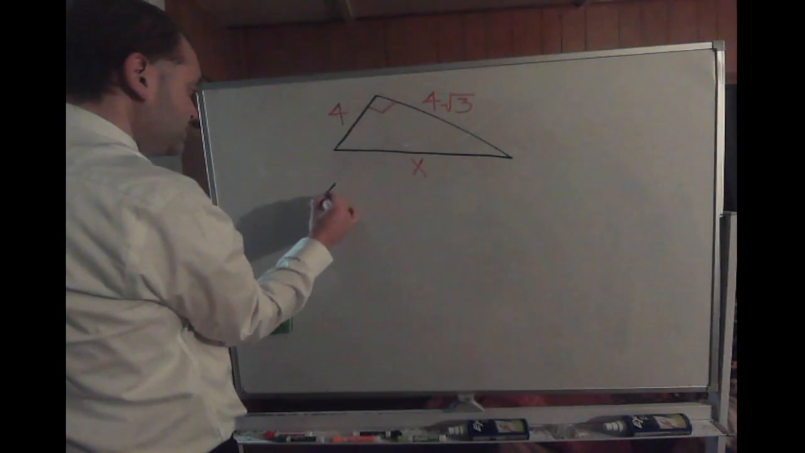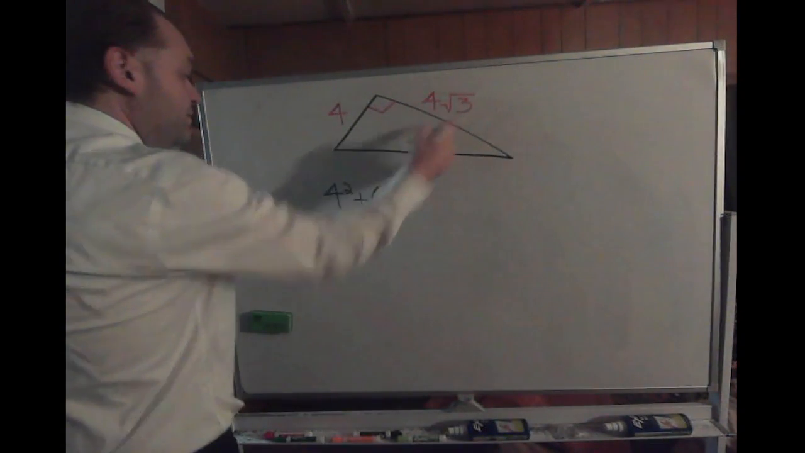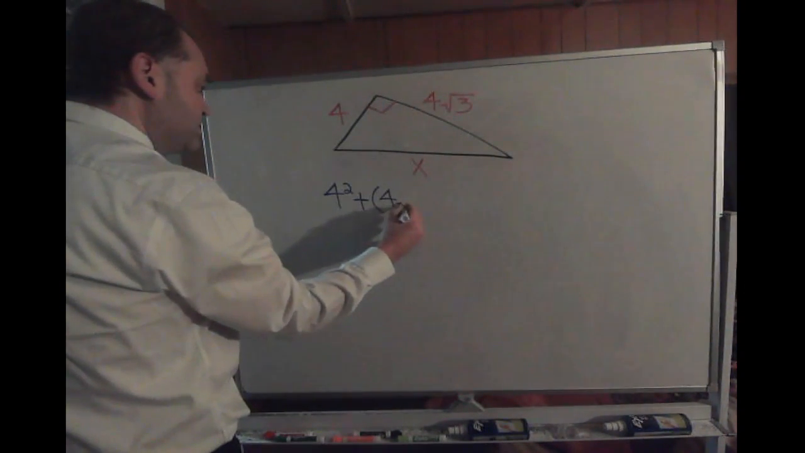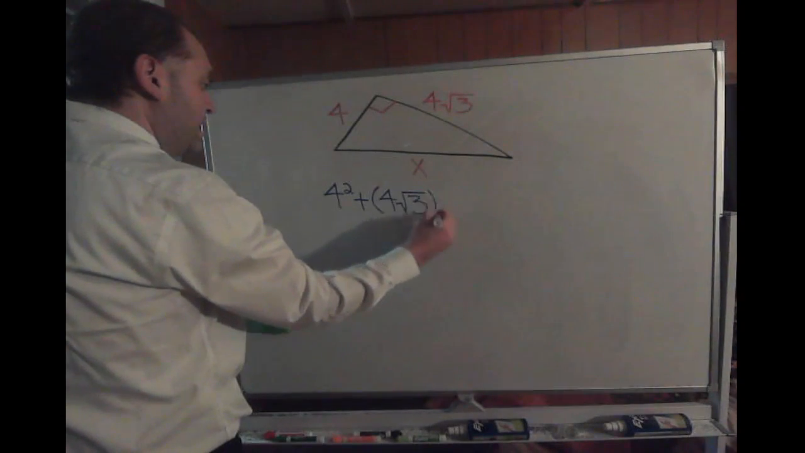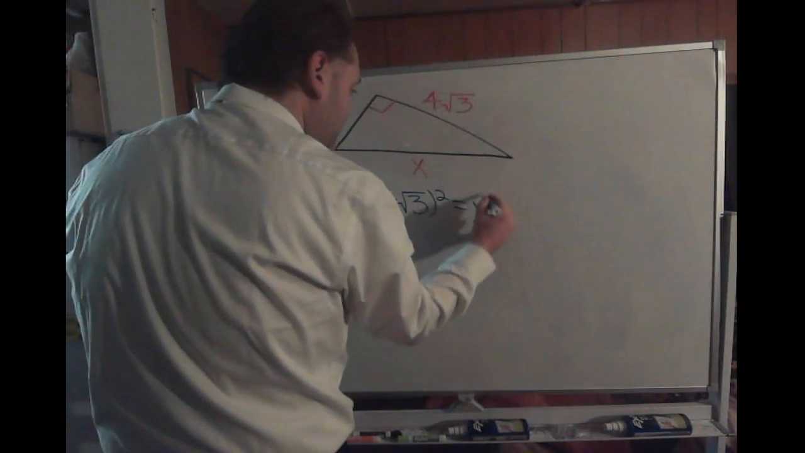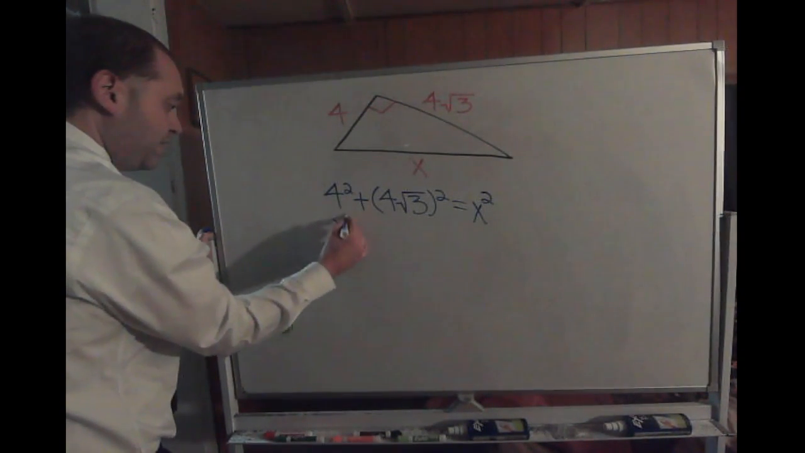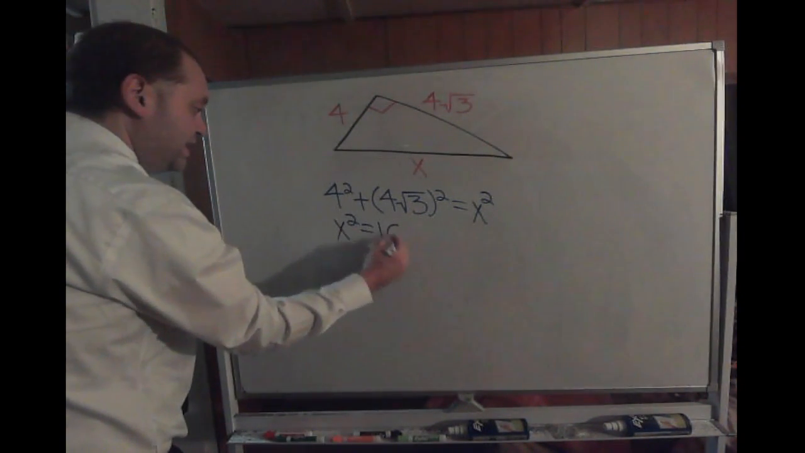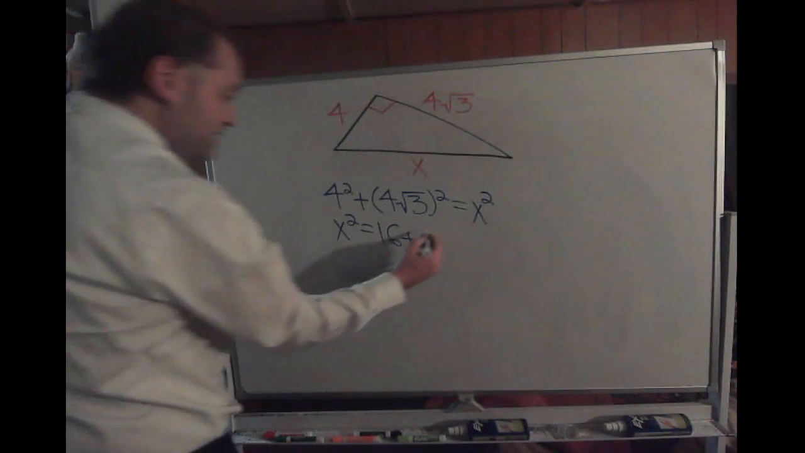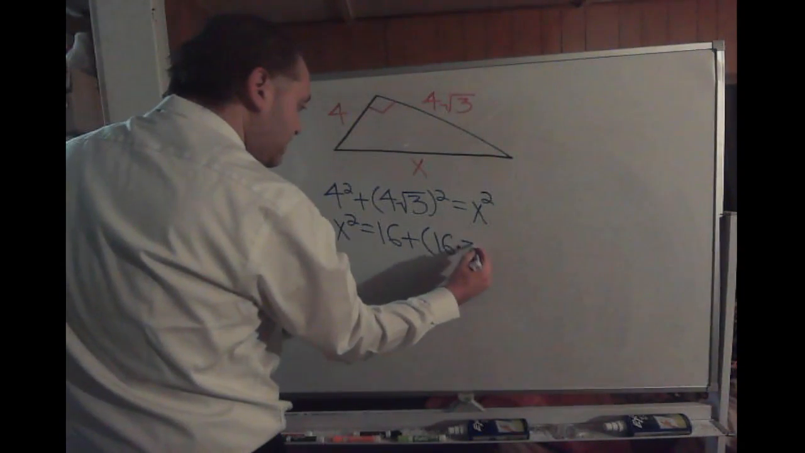You would take, of course, 4 to the second power plus the quantity 4 times the square root of 3 to the second power. You would set that equal to x to the second power, which would then give you that x squared is equal to 16 plus, in your parentheses, 16 times 3.